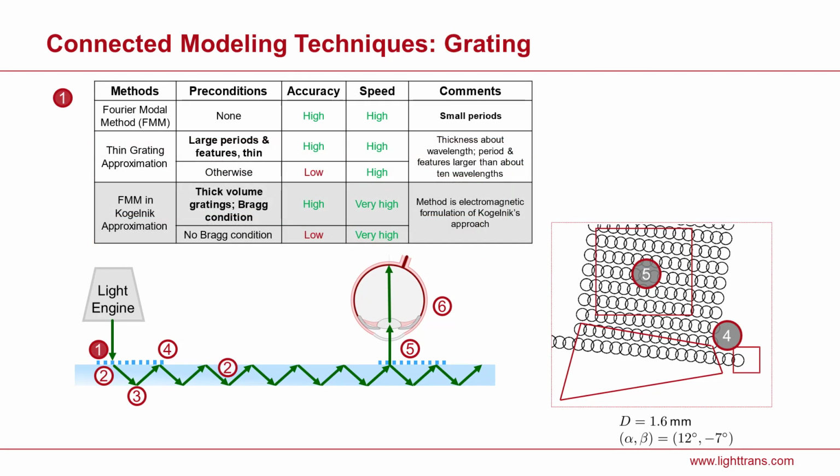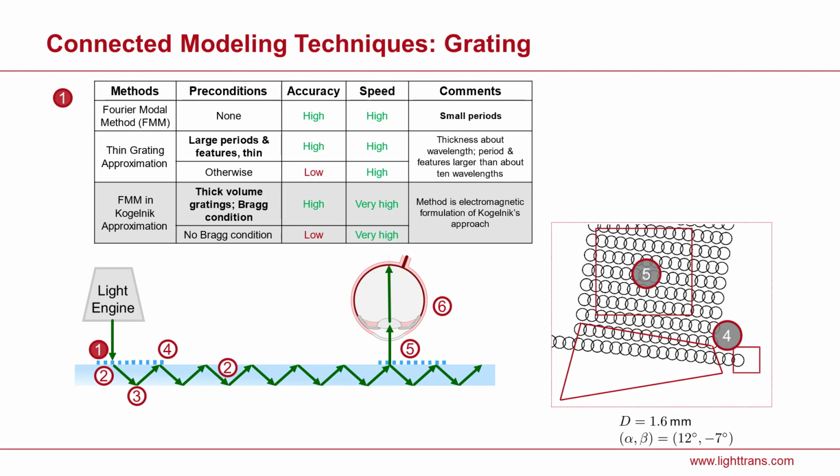Moving on to gratings and the methods that we have available there, we have a similar situation. The techniques available here span the Fourier modal method, which you might also know as rigorous coupled wave analysis. This is a rigorous method, as the name itself suggests, for periodic structures. Then we have the thin element approximation, which is accurate for shallow, thin structures with a large period, and the Kogelnik approach, also an approximation, which functions well for thick volume gratings under the Bragg condition.